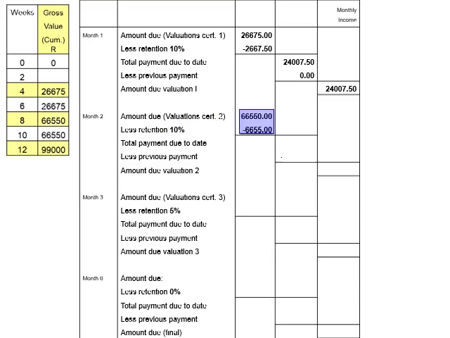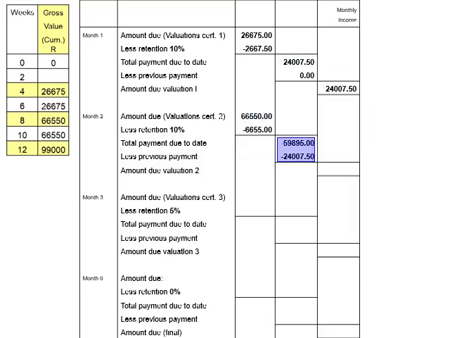Calculate the total payment due to date, by deducting the amount of retention, 6,655 Rand, from the amount due, 66,550 Rand. The answer should be 59,895 Rand. By month 2 there would have been some previous payments made. To determine this amount, go back to month 1 and find the total payment due to date, which is indicated as 24,007 Rand and 50 cents. Then, record this amount next to previous payments in the fourth column.